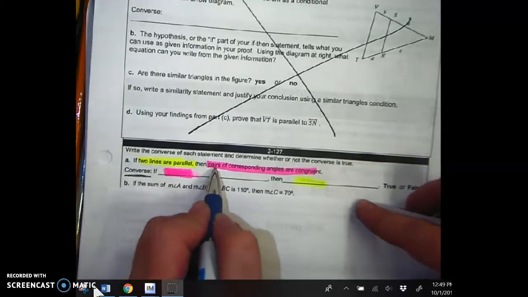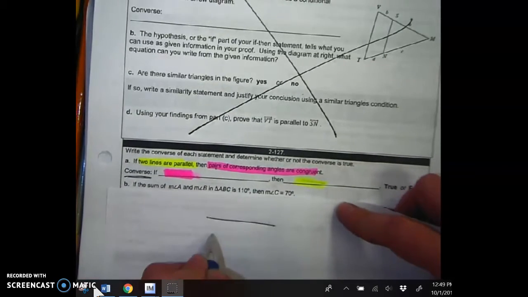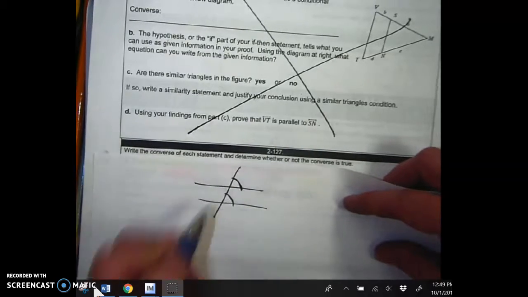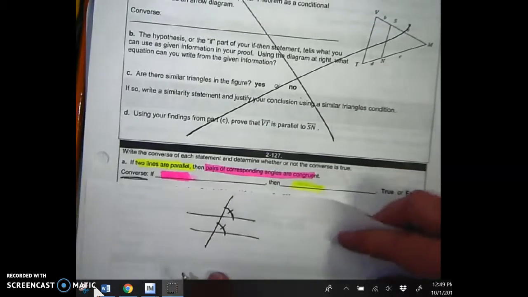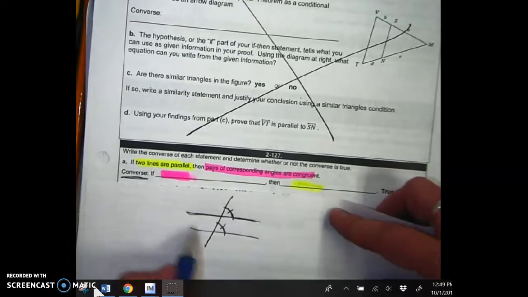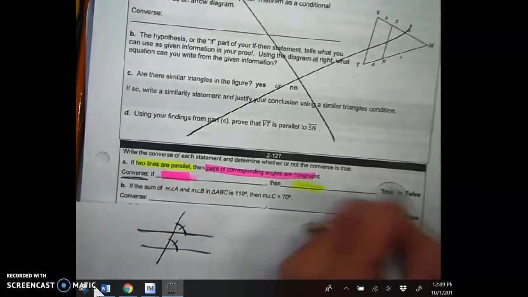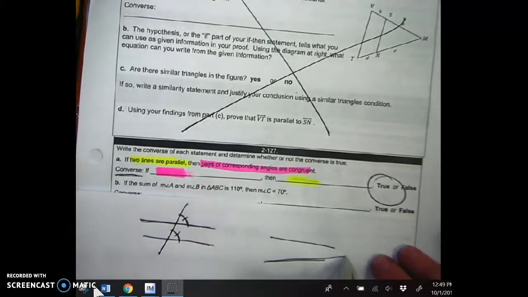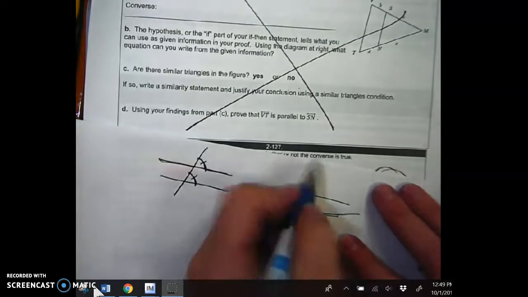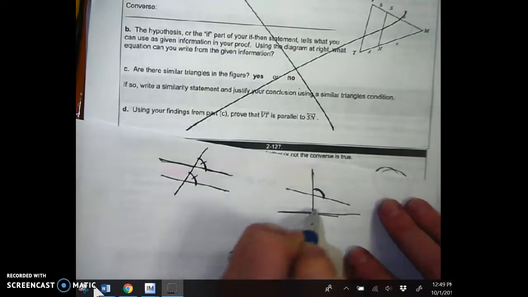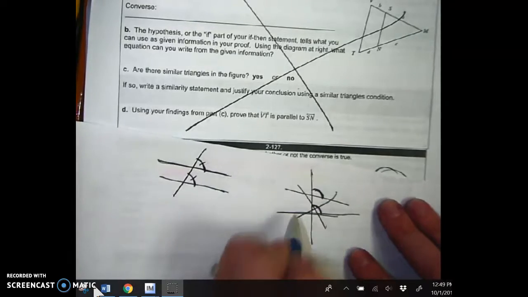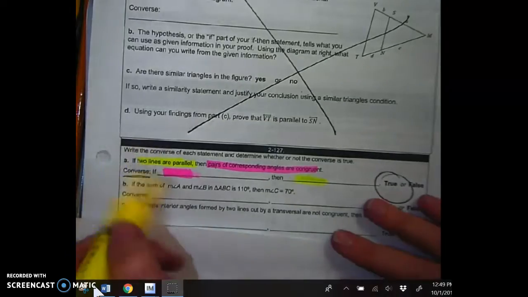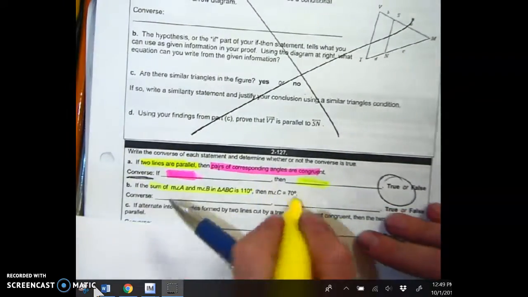So if two pairs of corresponding angles are congruent, so remember what corresponding means. If this is top right, this is top right. So they're saying those two are congruent. Then these two lines are parallel. Yeah, that has to be true. Because if the two lines were not parallel, let's say it looks like that, and then you do a transversal, this angle is actually bigger than this angle. So they would not be congruent. That happens to be true. If the sum of this is 110, that would be the then.